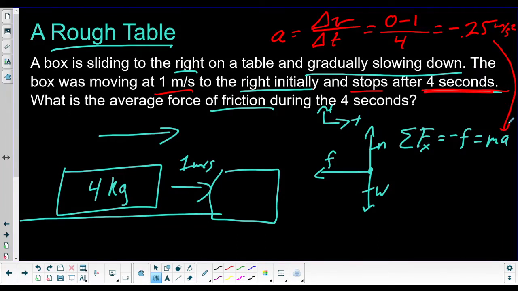Now we should be able to solve this problem pretty easy. So our mass is 4. Our acceleration is negative 0.25.